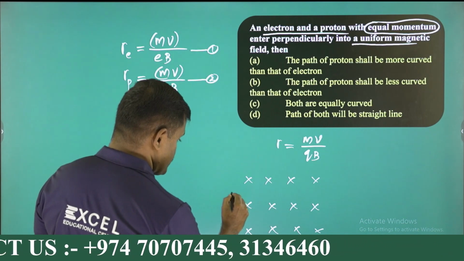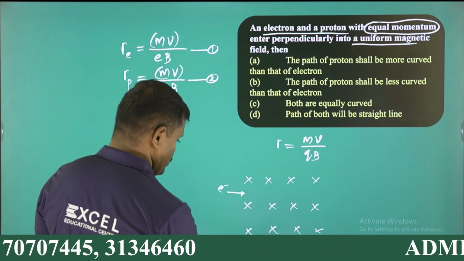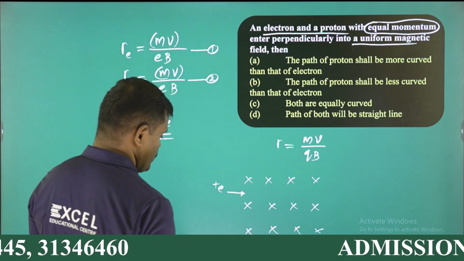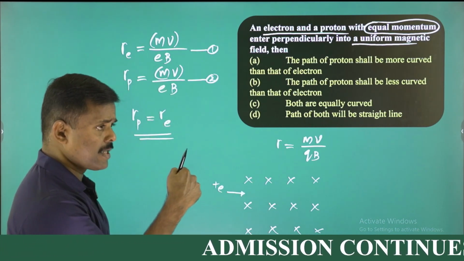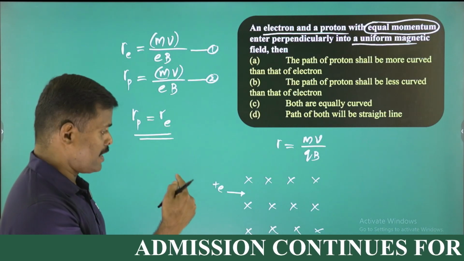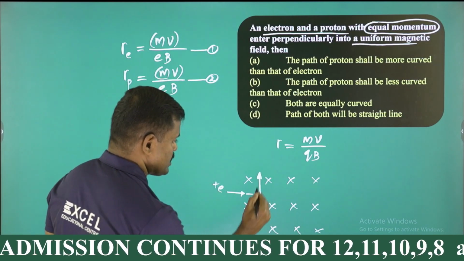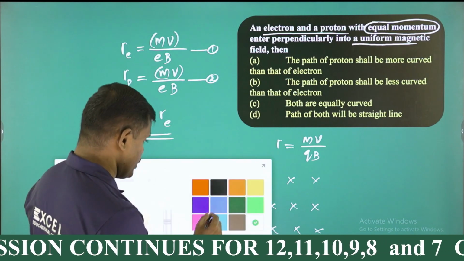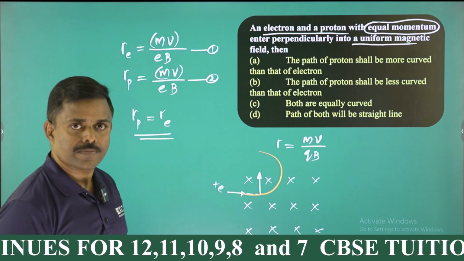First a proton enters. This is a proton. Proton is positive. V is to the right, B is minus k cap. So i cap cross minus k cap gives j cap. If it enters like this, the force direction is upward. So the particle will be going in this direction.